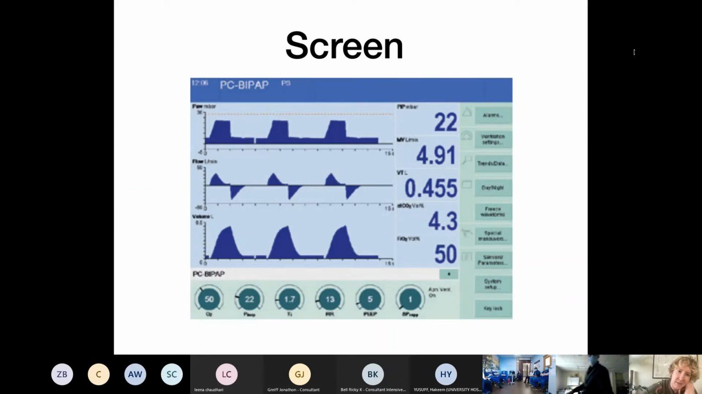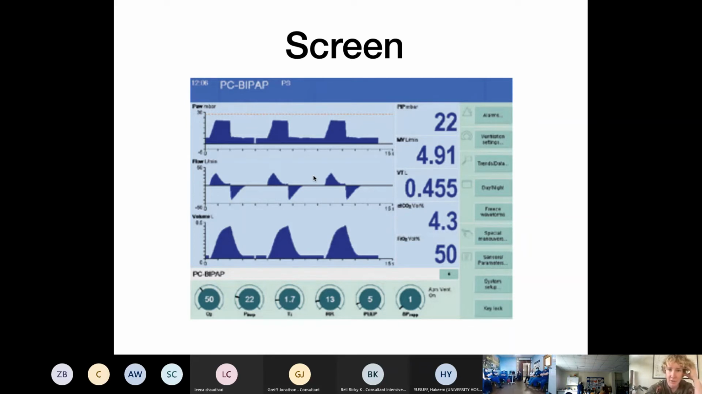So this is a screen of BiPAP. And along the bottom are the controls. So your oxygen's the bottom left, and we're going to go through inspiratory pressure, respiratory rate, PEEP, and then there's some pressure support on the right there. Turn the big dial on the side and you confirm with clicking.